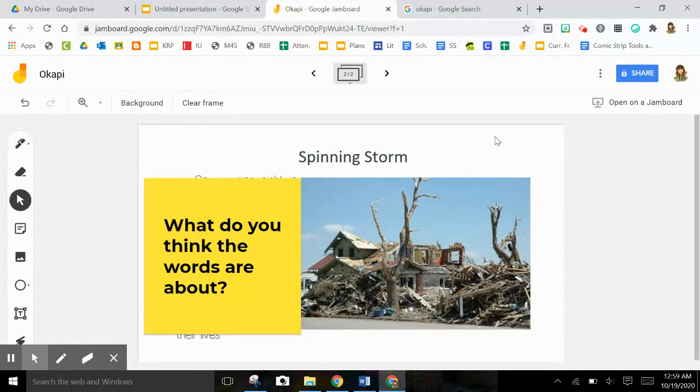All right, so here's another one. So I did the opposite. You're seeing the image and the title. You need to tell me what you think the words are saying and how this image might help it. So take a look at this picture.